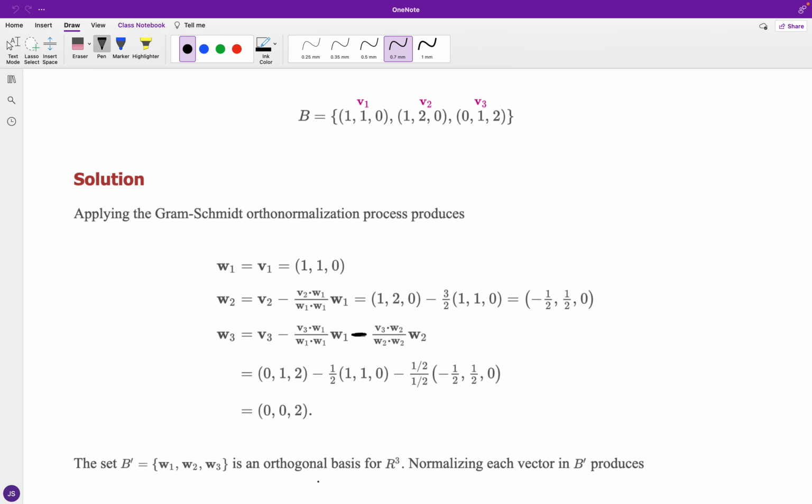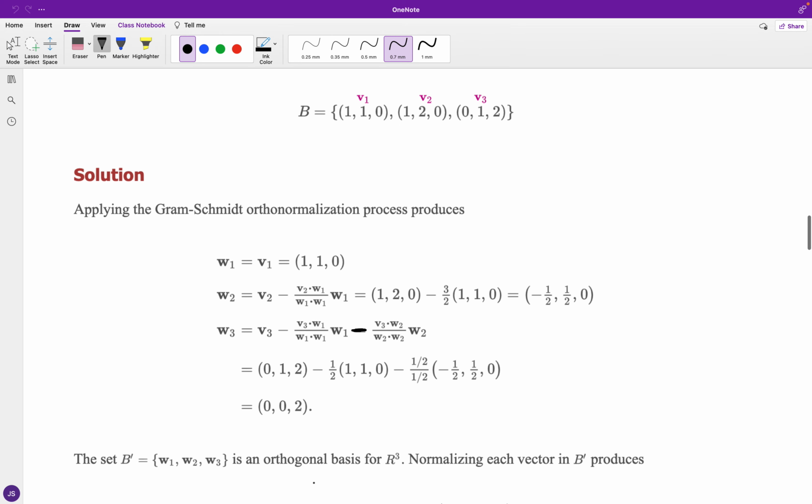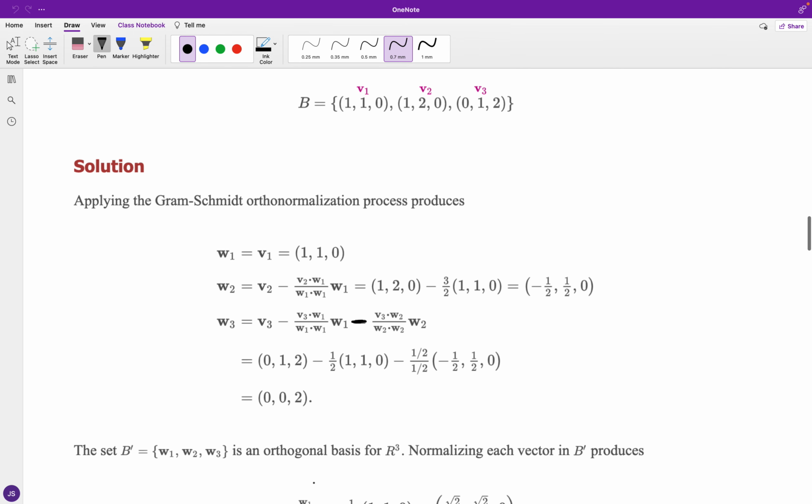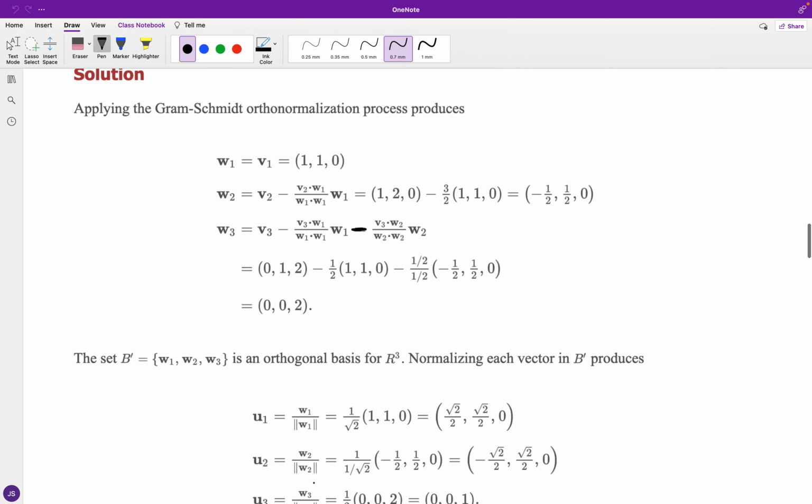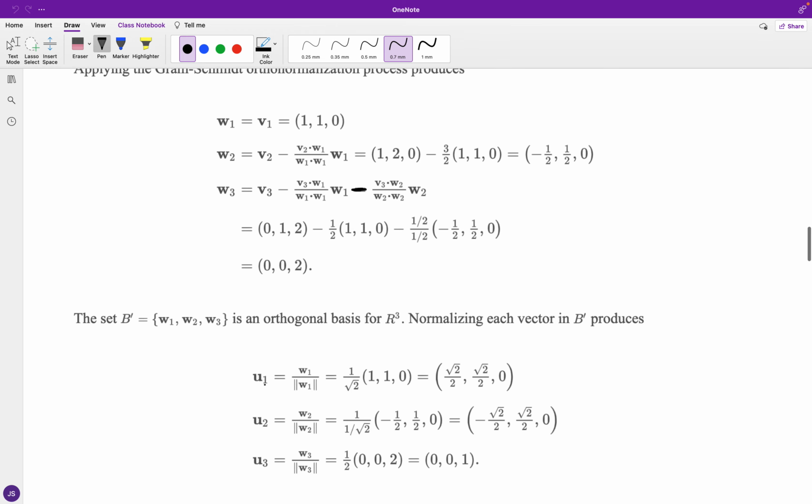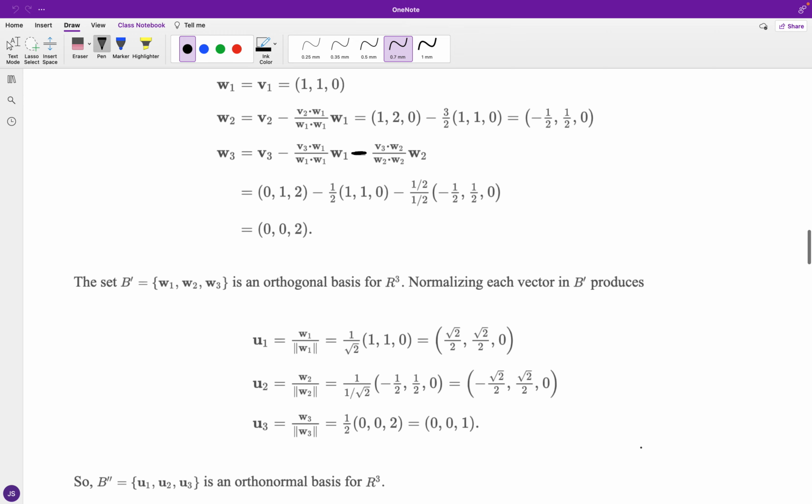That set B prime is going to be an orthogonal basis. Now, converting W sub 1, W sub 2, and W sub 3 into unit vectors, U sub 1, U sub 2, U sub 3 will be W sub 1, W sub 2, W sub 3 respectively, all divided by their norms. For U sub 1, we have (square root of 2 over 2, square root of 2 over 2, 0). U sub 2 is (negative square root of 2 over 2, square root of 2 over 2, 0). And for U sub 3, we come out to (0, 0, 1). This set is what is regarded as an orthonormal basis.